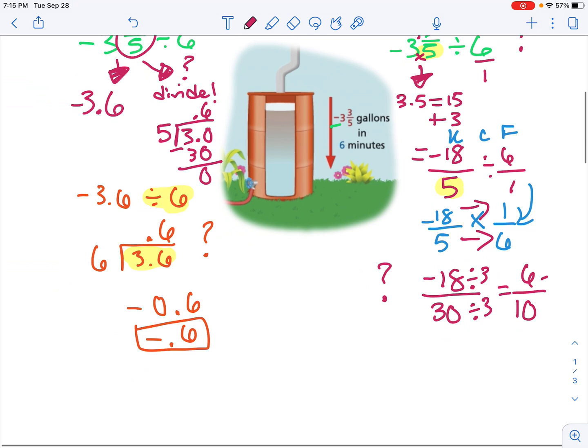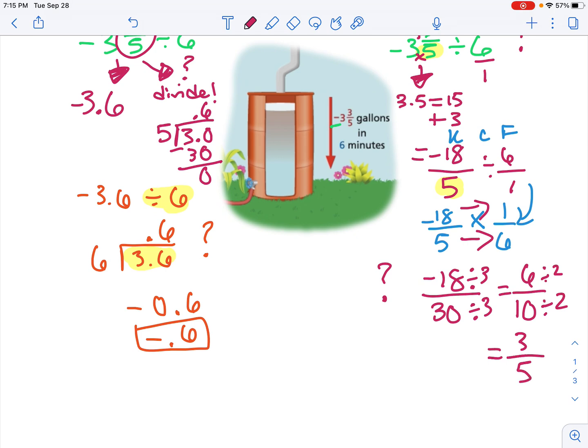And I can go ahead and simplify even further because I can divide both of these numbers by 2. 6 divided by 2 is 3, and 10 divided by 2 is 5. Make sure I keep my denominator. And we've already done 3 divided by 5. We know that's 0.6.